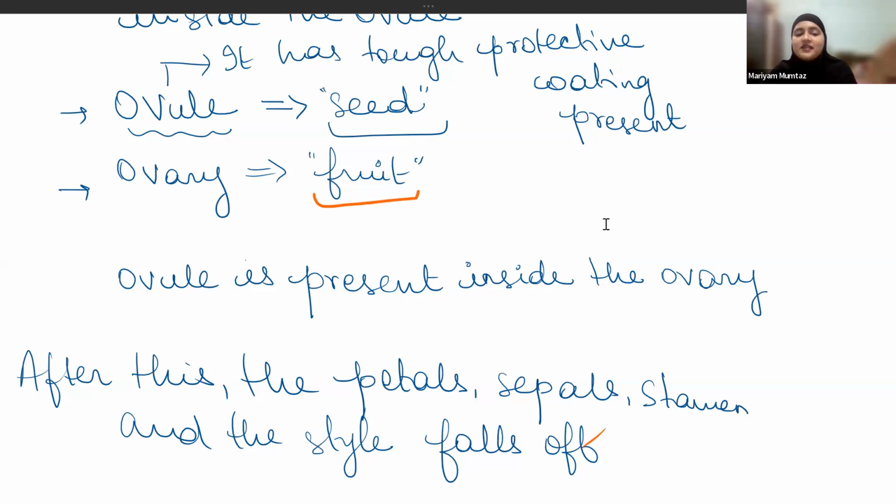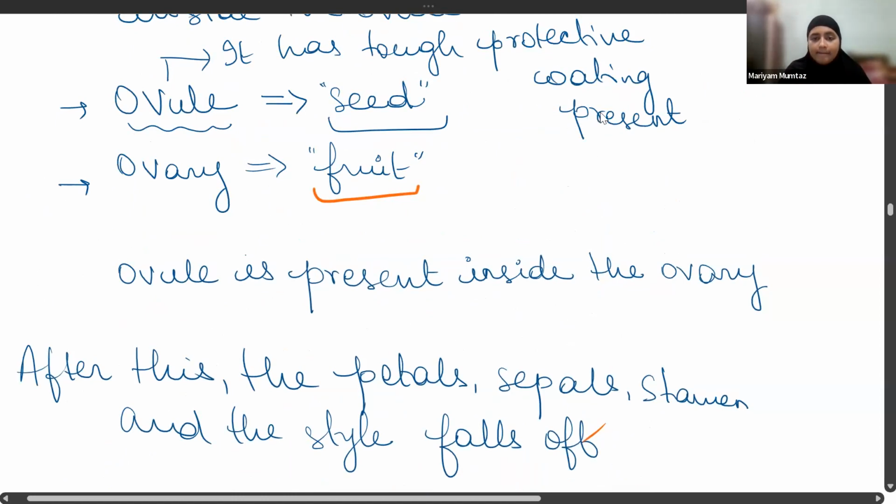Yes, that's the right answer. Meaning now the petals and sepals are no more needed. The fertilization is done. The product has been formed. The embryo is formed. All the things have been done. So now the petals, sepals, stamen and style are not needed anymore. Got it? So that is why they just fall off. And then what we have is the fruit. Got it?